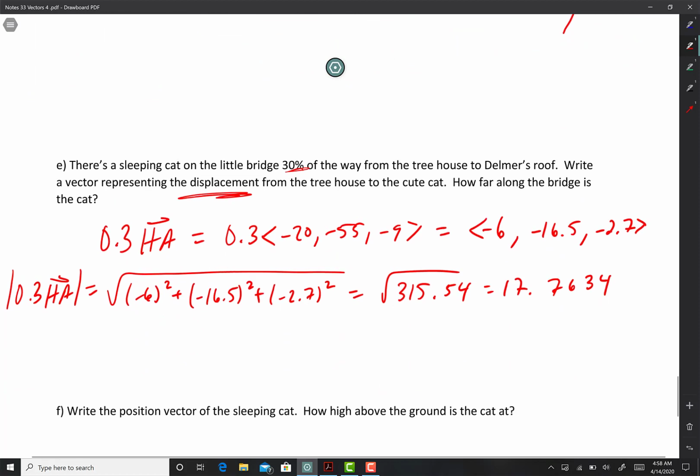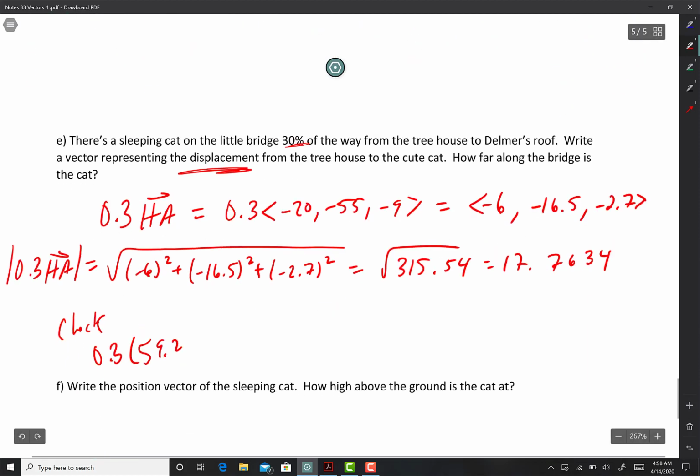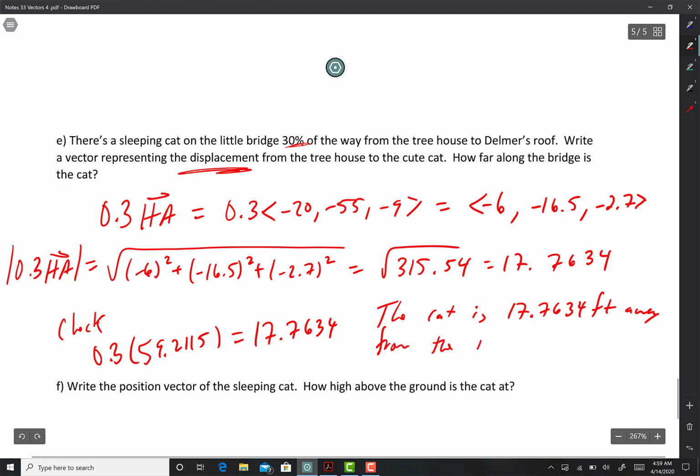Let's see if we're correct. It looks like we're correct, but I'm not sure. So let's check it: 0.3 times 59.2115. Yay! We're correct, guys. How far along the bridge is the cat? Okay, so I'm going to write the cat is 17.7634 feet away from the treehouse.